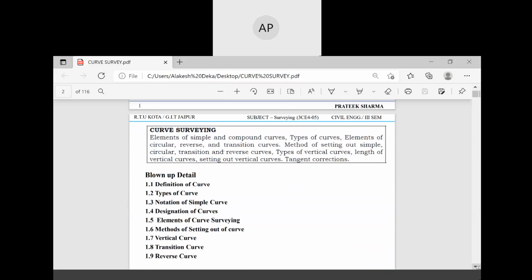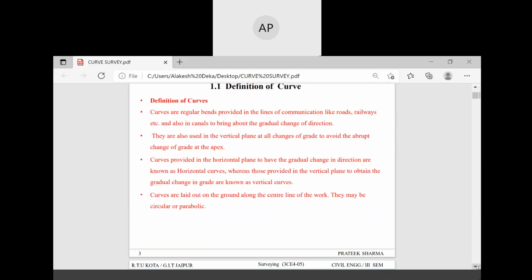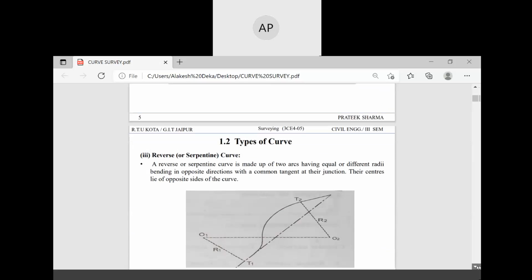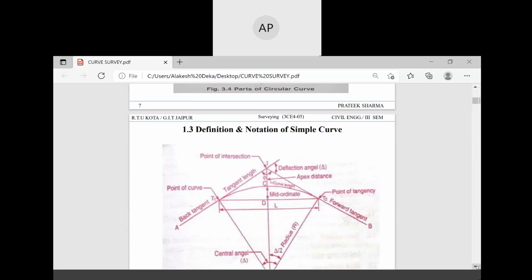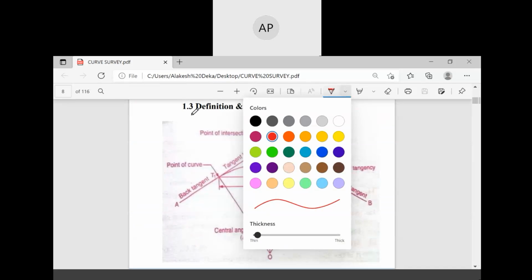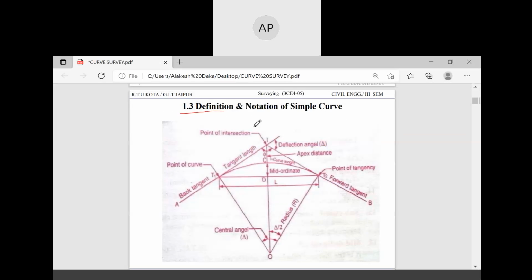Okay, the curve surveying. Let me share the notes. The definition of curve I have already discussed, so the same points are given here. Types of curve I have already discussed, but let me show the nomenclature of simple curve and definition of notes. Yes, this is the figure I required. Can you see my screen? Yes, ma'am.